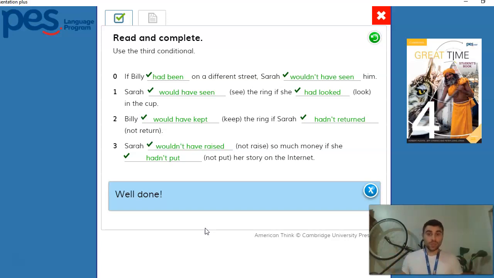So, because Billy wasn't on a different street, Sarah saw him. This is the actual past. But again, we're imagining a different possibility for the past action. So if Billy had been on a different street, okay, so imagining, Sarah wouldn't have seen him. Okay, this is the rule for the third conditional. All right?